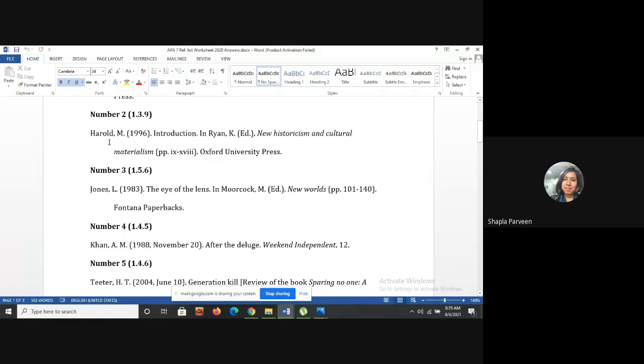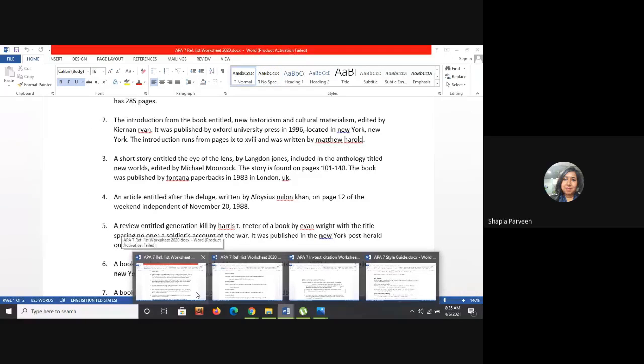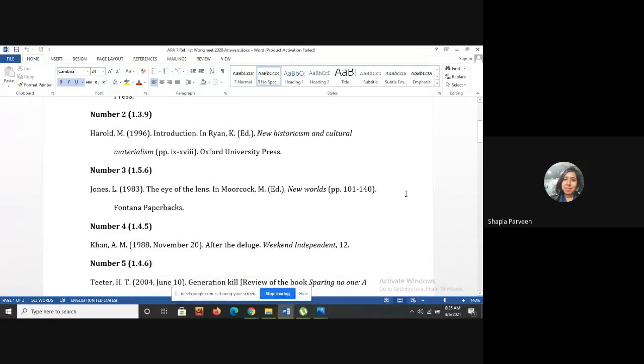So here you can see, what's the full name of the author? The name of the author was Matthew Harold. So Harold is the last name: Harold, comma, M. M is the initial of the first name, then a dot. And the year of publication is 1996, in brackets, then a dot. Remember, these dots are also part of the APA rule, so you have to put them there as well.